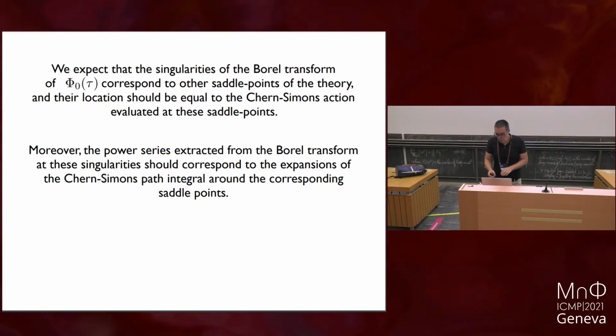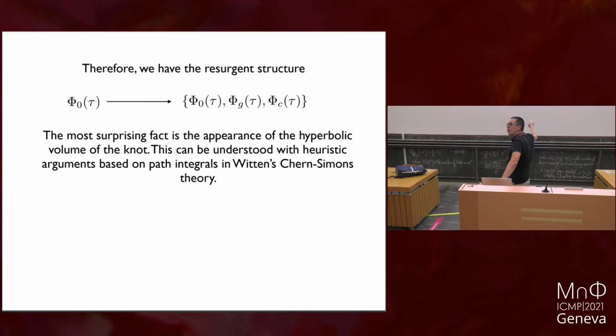So remember that here we found this phi G and phi C. So phi 0 is the expansion on the trivial connection. So we expect phi G and phi C to be expansions of this path integral around different saddle points of this Chern-Simons action. Okay? So this gives you a very nice interpretation for these 3 series, but there is a very important catch, is that if you just consider the original theory with gauge group SU2, there are no other saddle points. So what is going on here? Is this breaking down? What is going on here?